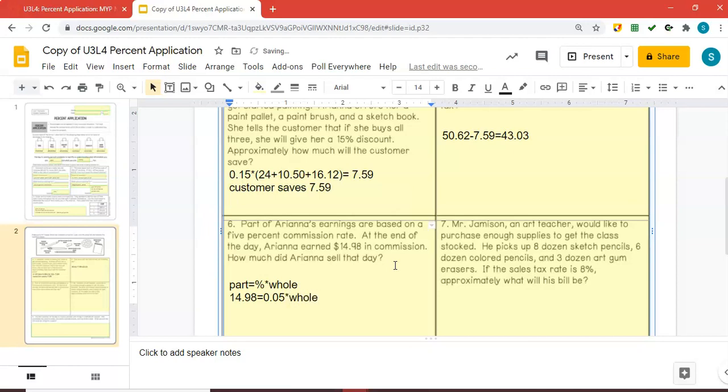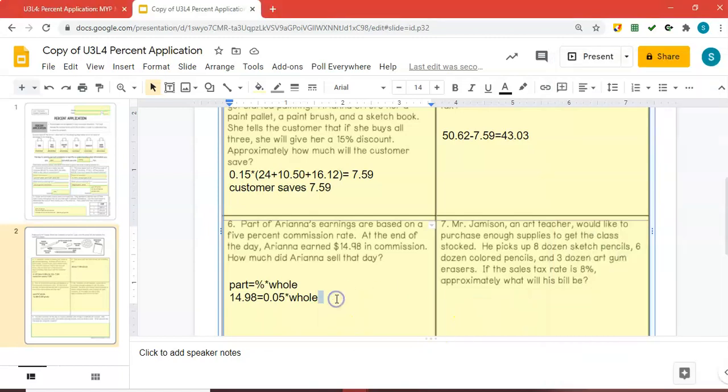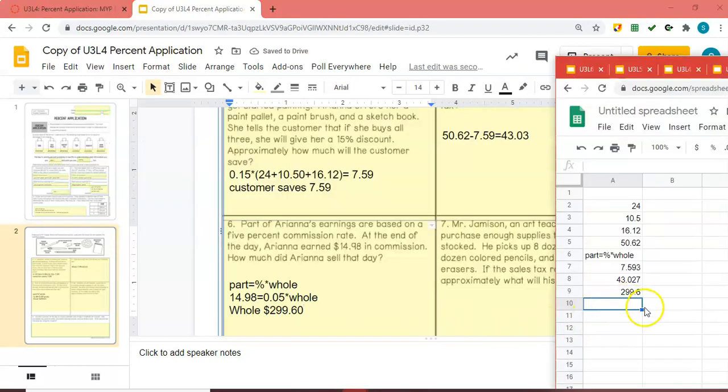And to figure out what that whole is, we can go back and do our division. So we're going to take our $14.98 and divide by 0.05. And we get $299. So our whole was $299.60. Notice that I added that extra zero because when we're talking about money, we always go to the hundredths place. All right.